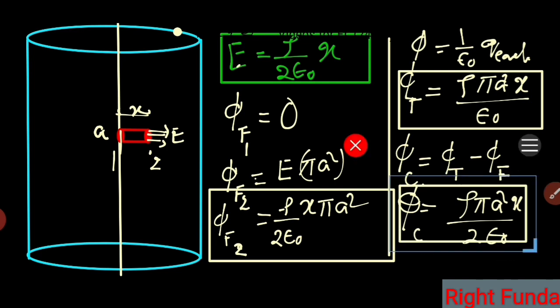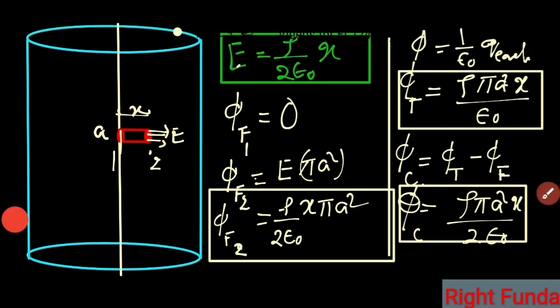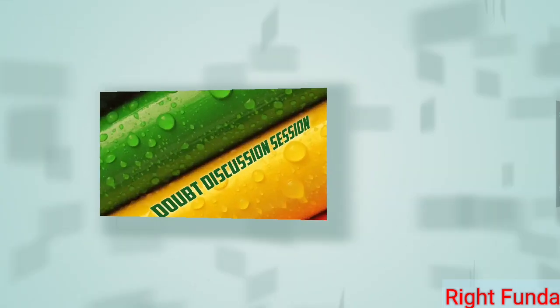If that cylinder is placed in such a way that one of the flat surfaces is on the axis of the charged cylinder, and the surfaces considered are perpendicular to the axis of the cylinder, this is the axis of this one, and they are perpendicular, and this region is placed here and here. Then the total flux through the curved surface we calculated will be pi A square x by 2 epsilon naught, which is the answer.